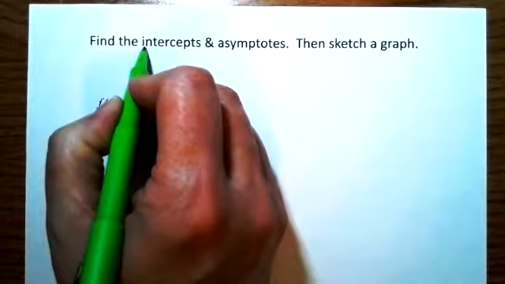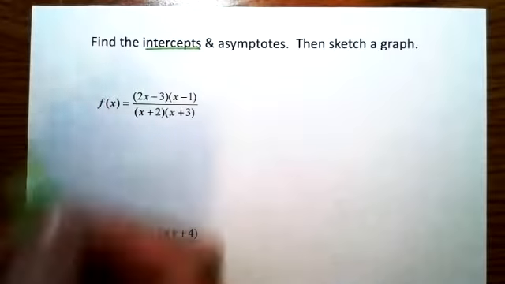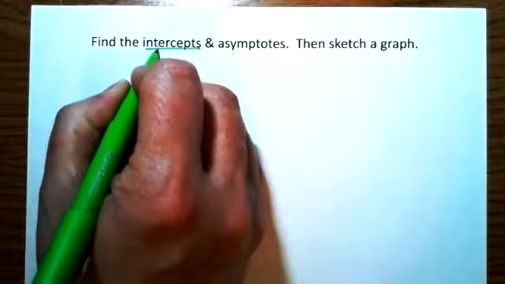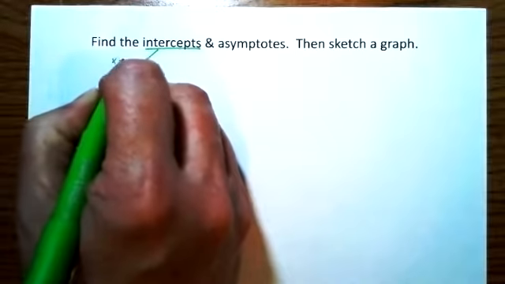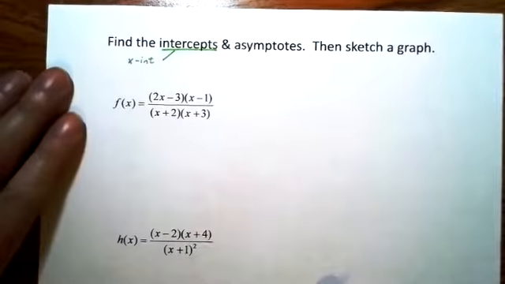First of all, the intercepts, there are 2 varieties, remember. The X-intercept and the Y-intercept. So if you want to find the X-intercept, you're looking for where the function is equal to 0.